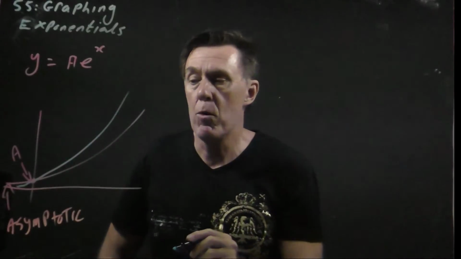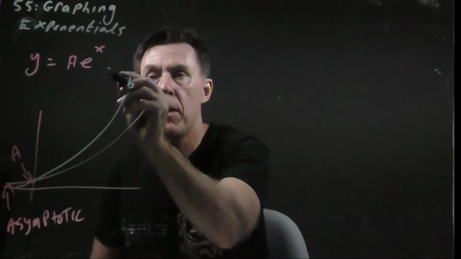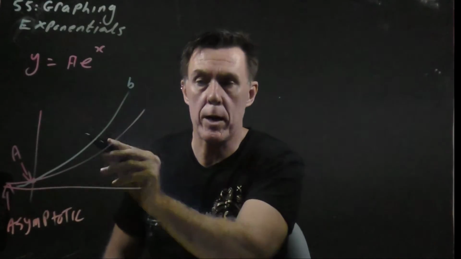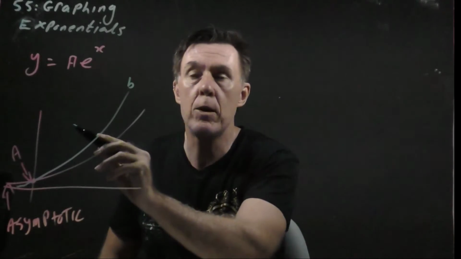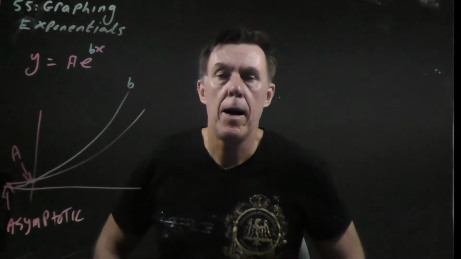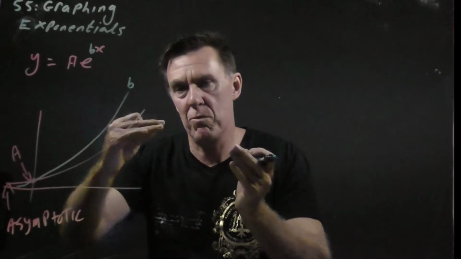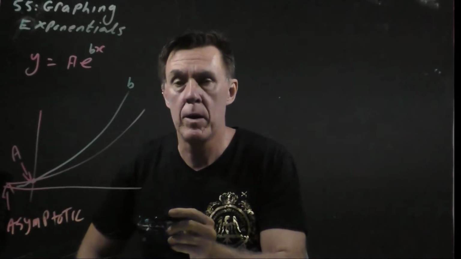Now, I can make it grow more steeply by changing the b value. So if I made it like e to the power of 2x, it grows more steeply, or e to the power of 3x, it grows more steeply again. So if I multiply x by some component b, it's going to stand up more quickly.